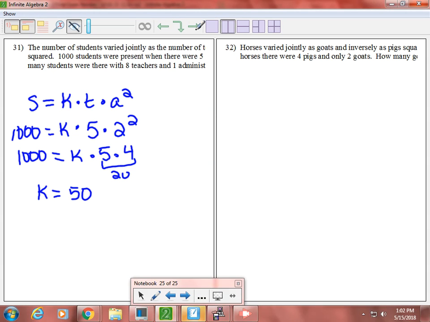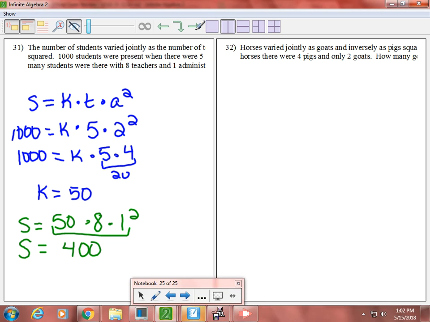So now I want to know the second part of this, how many students. I'm looking for students. I know my k value is 50 when there are 8 teachers and 1 administrator. So 1 squared. So my students is going to be equal to those multiplied together, which is a pretty easy mental math one, to give you 400 students.